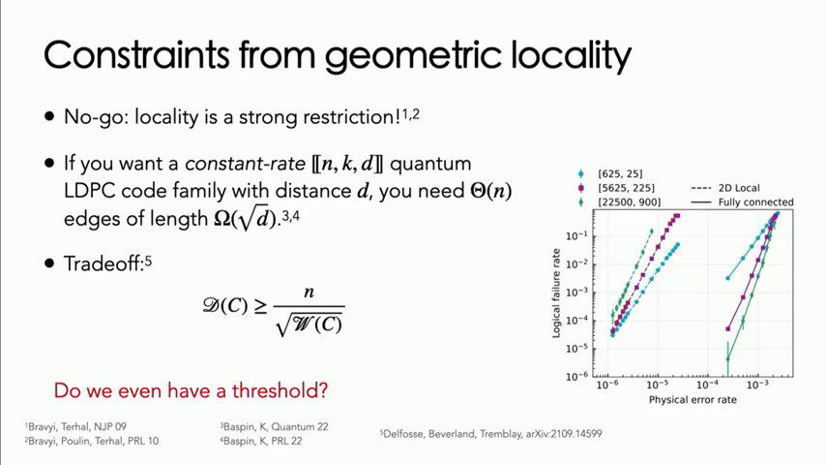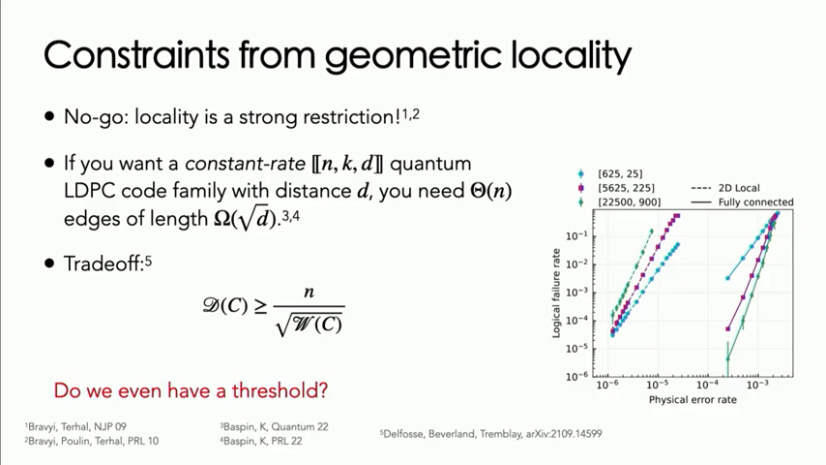Why is this a problem? This is a problem because they also then showed some numerical evidence that in this constrained scenario where you're only using local nearest neighbor gates, then you might not even have a threshold. As you increase the code size for a fixed physical failure rate, the probability of logical failure only gets worse.